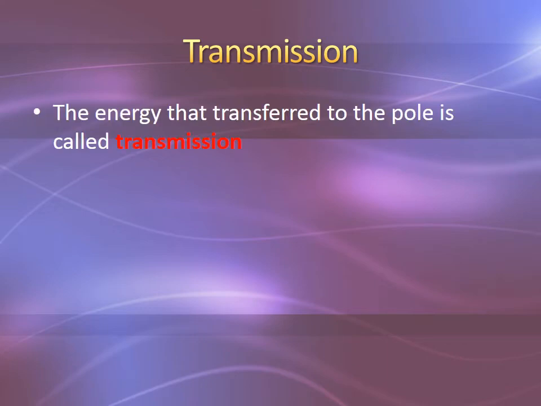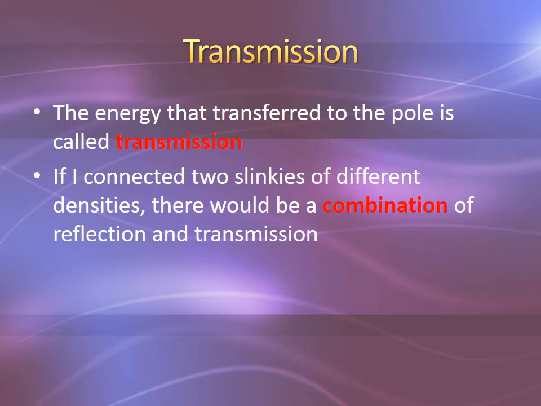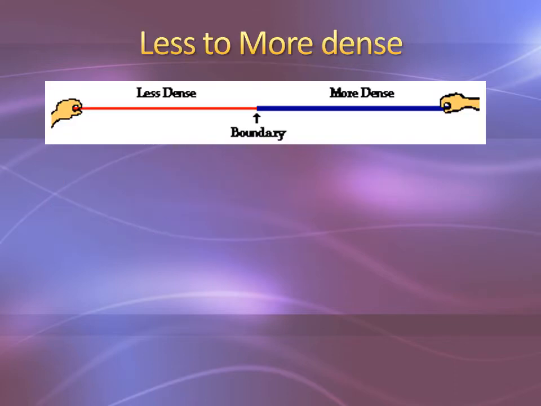So now we have to talk about transmission. So the energy that is transferred to the pole, or if to another string, would be called the transmission. So if I connected two slinkies of different densities, I'd actually get a combination of reflection and transmission, and you would see both a reflected pulse and a transmitted pulse. So let's look at that scenario, because that's more interesting.